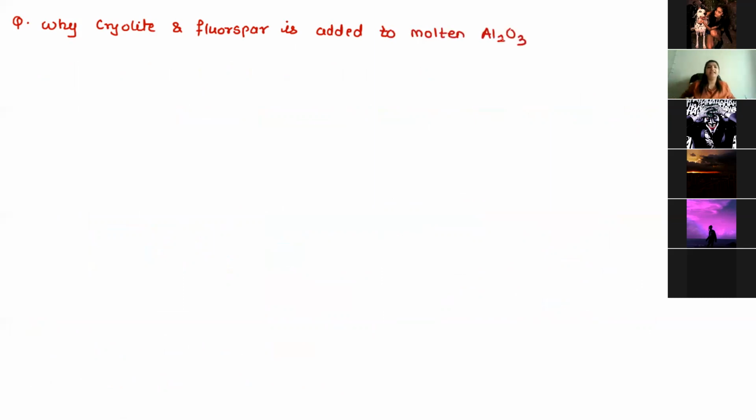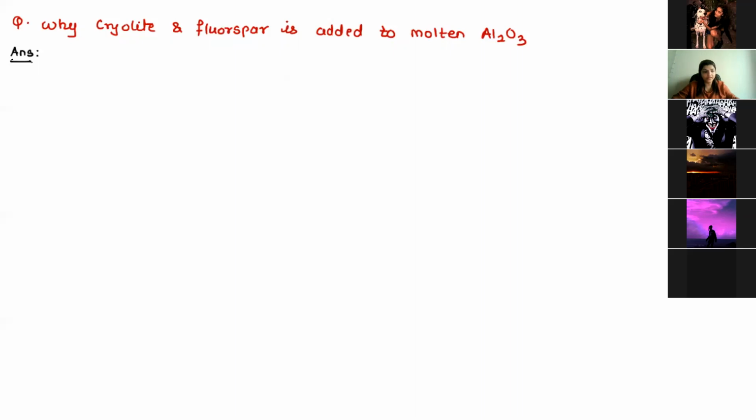Okay, question. Why are cryolite and fluorspar added to molten Al2O3? Anybody? Miss, is it to reduce the melting point of Al2O3?